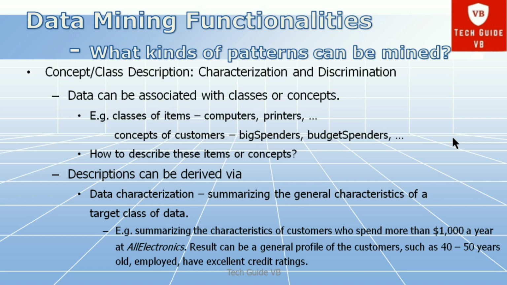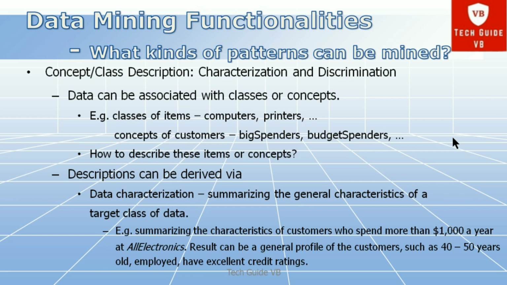So, data characterization. Data characterization means summarizing the general characteristics of a target class of data. So characterization means summarizing in short. We can summarize the general or common characteristics of the target class. That is our objective in data characterization. For example, summarizing the characteristics of customers who spend more than $1,000 a year at an electronics store. The result can be a general profile of customers such as 50 years old, employed, with excellent credit ratings.